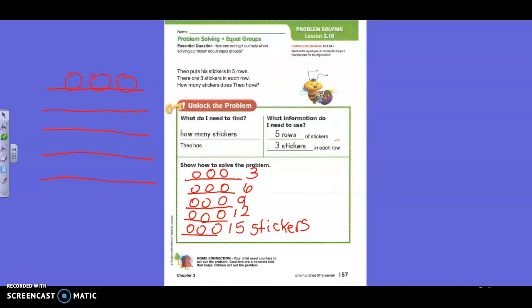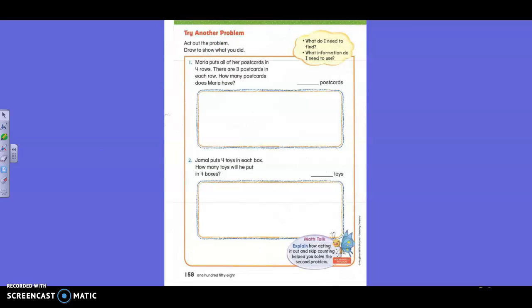Try another problem. Turn your paper over if you're done. All right, try another problem. Act out the problem. Draw to show what you did. Let's read it. Maria puts all of her postcards in 4 rows. There are 3 postcards in each row. How many postcards does Maria have? What are we going to do?